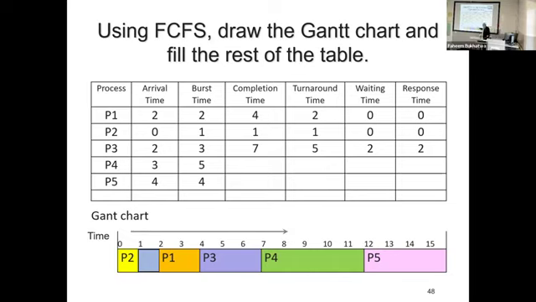It started running at time 7, but it arrived at time 3. So from 3 to 7 it wasn't running. It arrived at 3, but it had to wait. So 4 is the waiting time.